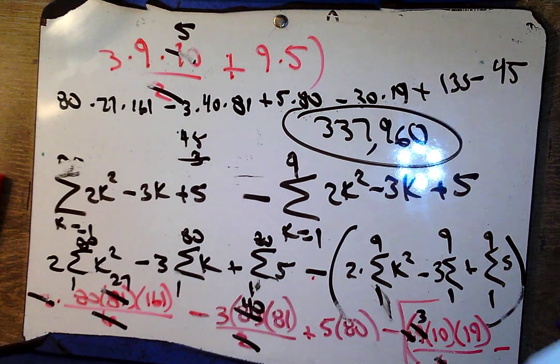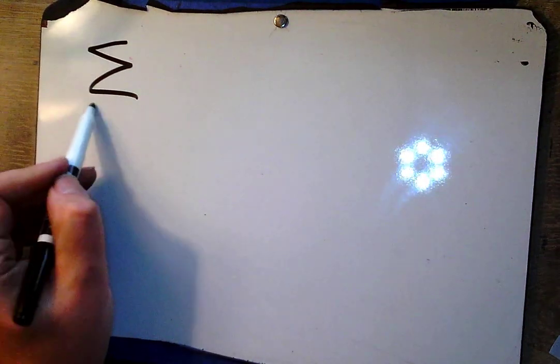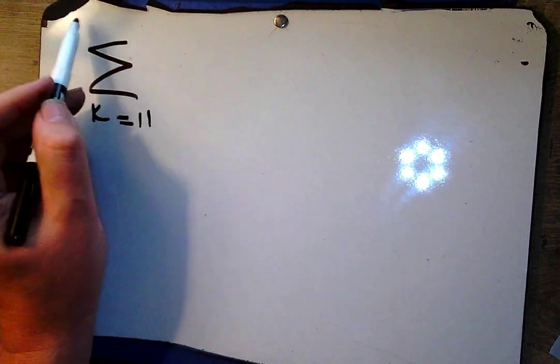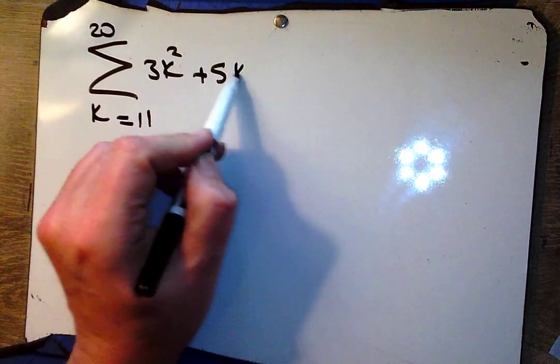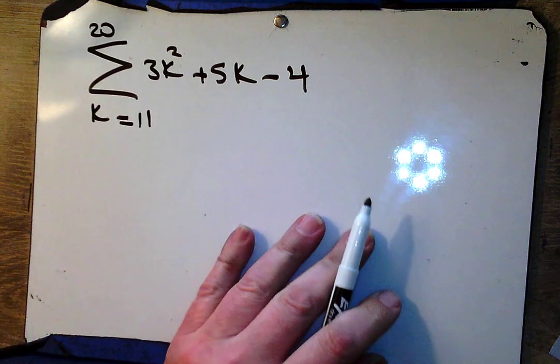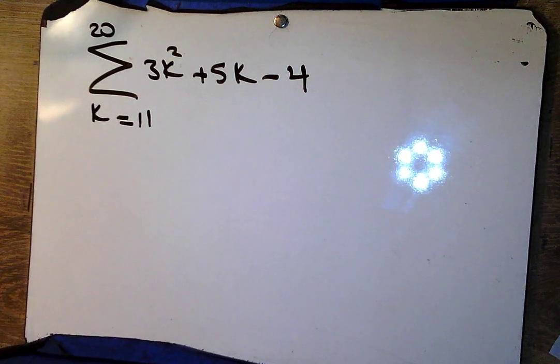Do you want one more, or are you feeling like you can do that now? We'll do one more. But really, see if you can do this before I reveal my answer. Okay? How about k equals 11 to 20, 3k squared plus 5k minus 4. Okay? Please find that sum.